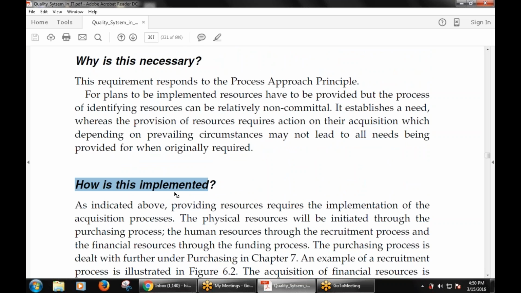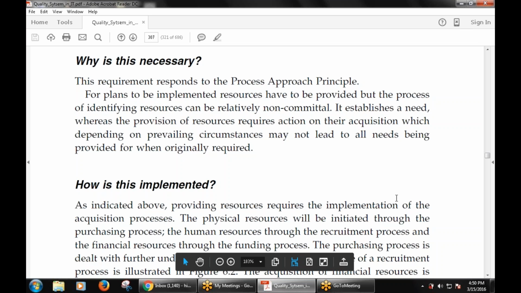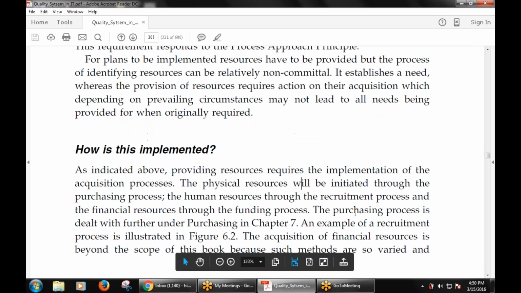Now, how is it implemented? Providing the resources requires the implementation of the acquisition processes. The physical resources will be obtained through purchasing, the human resources through the recruitment process, and the financial resources through the funding process.